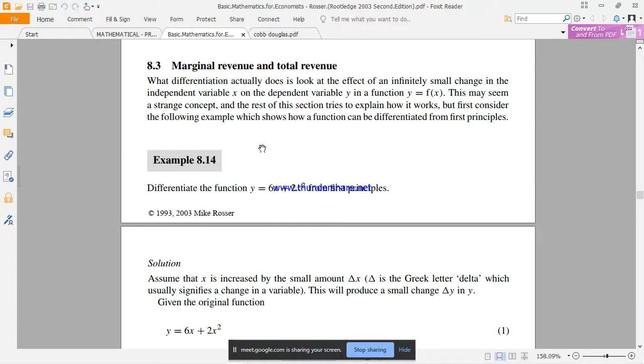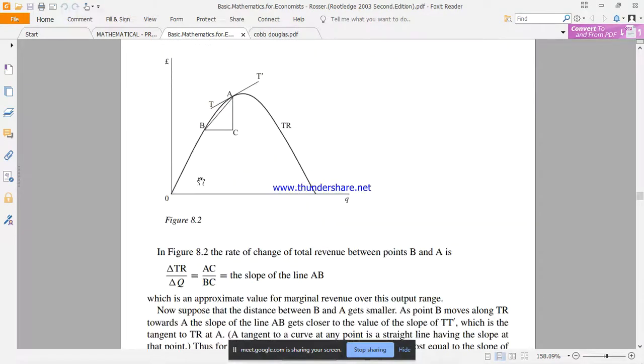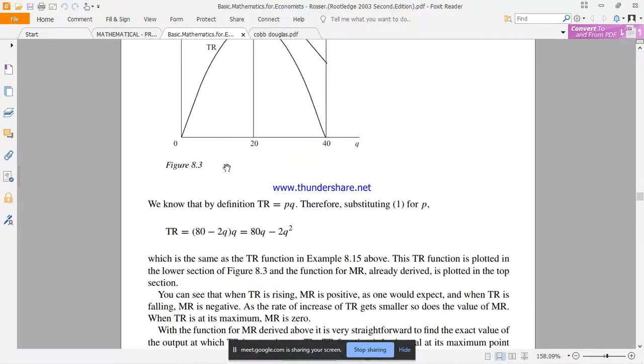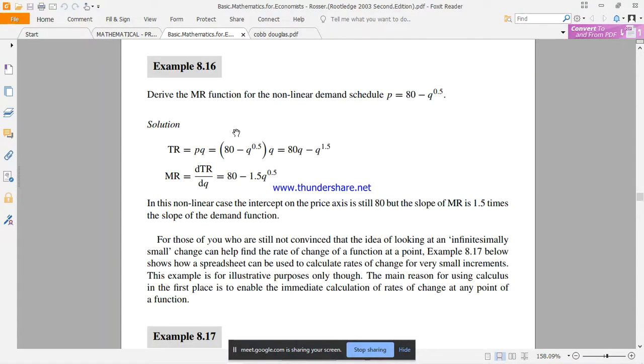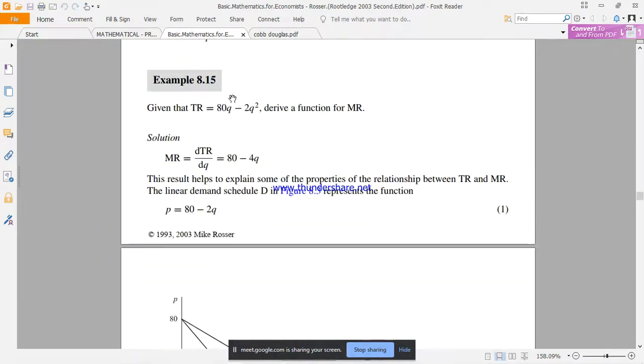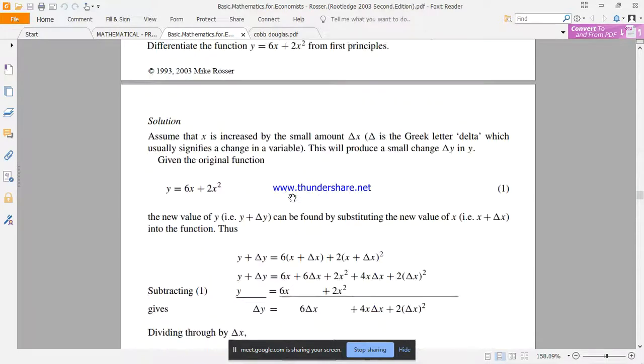So let's now try to find what we call the marginal revenue and the total revenue from calculus, from differentiation. Today, we are just looking at the first principle, the first rule. I'm not rushing. I just want you guys to understand, and we still have a long way to go. I love mathematics. It's nice. So let's now start applying.